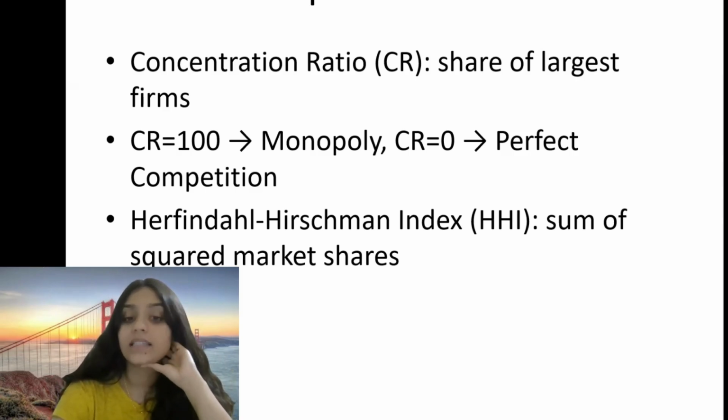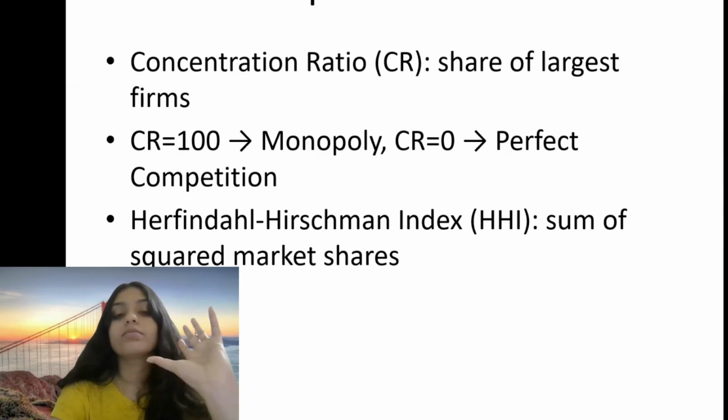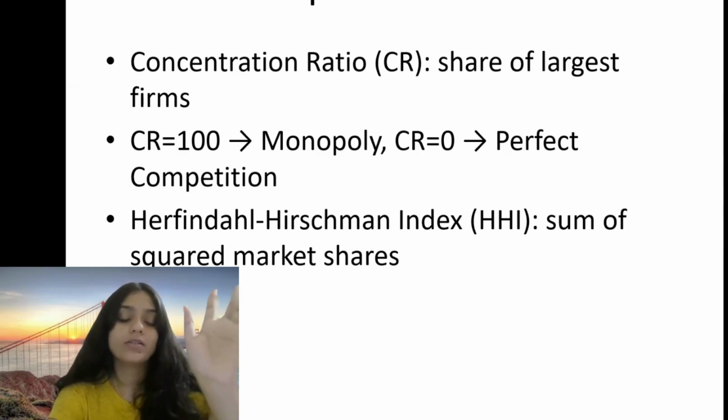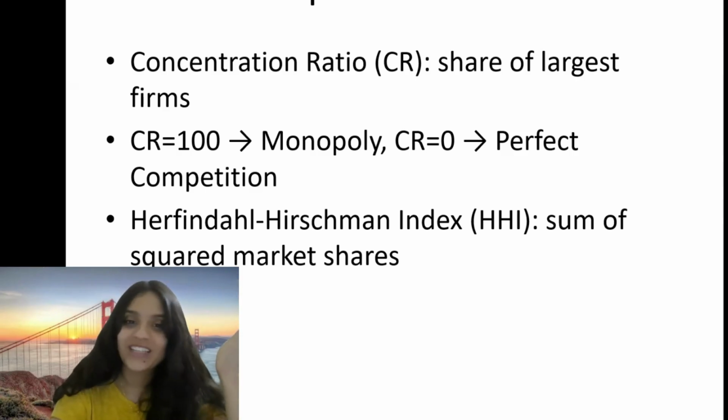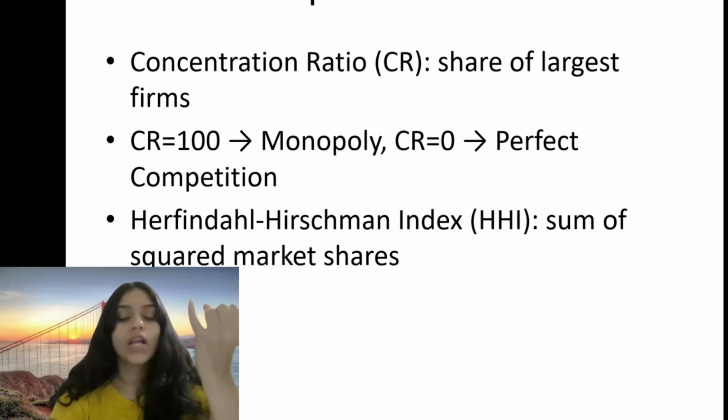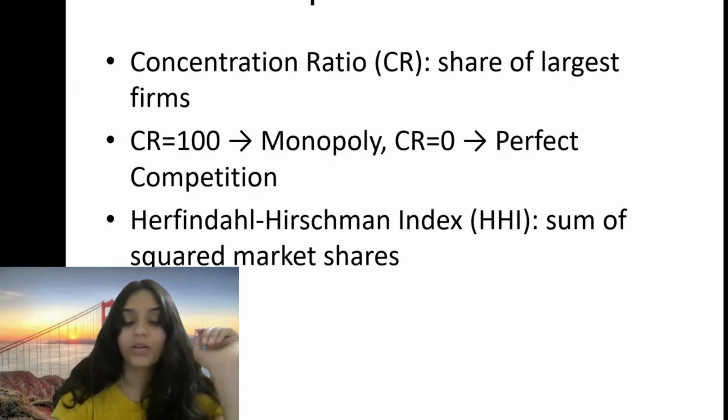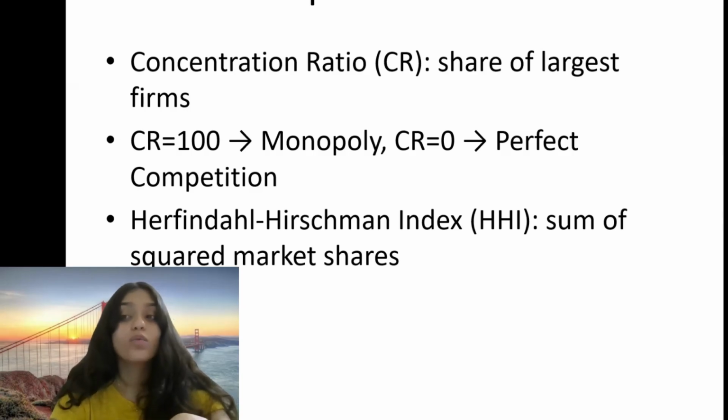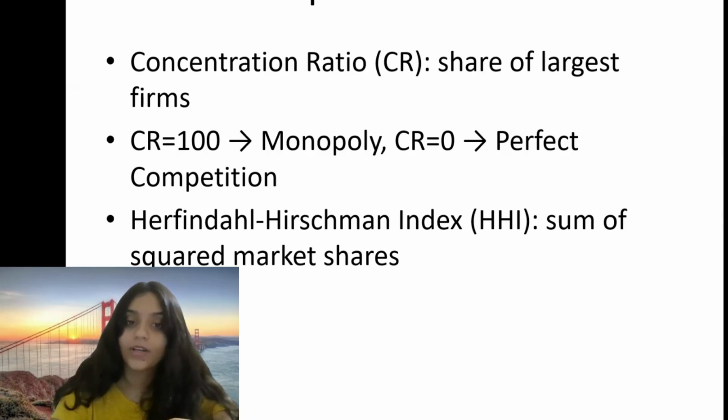Now, a higher concentration ratio means that only a few firms dominate the market. Let's take an example to understand this. In the soft drinks market, Coca-Cola and Pepsi together control around 70% of the global market. This shows us that there is a high concentration ratio, which means that there is oligopoly.